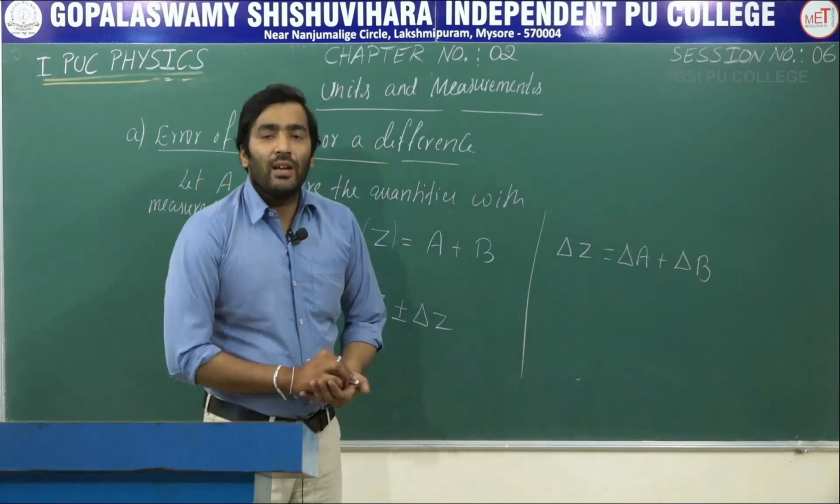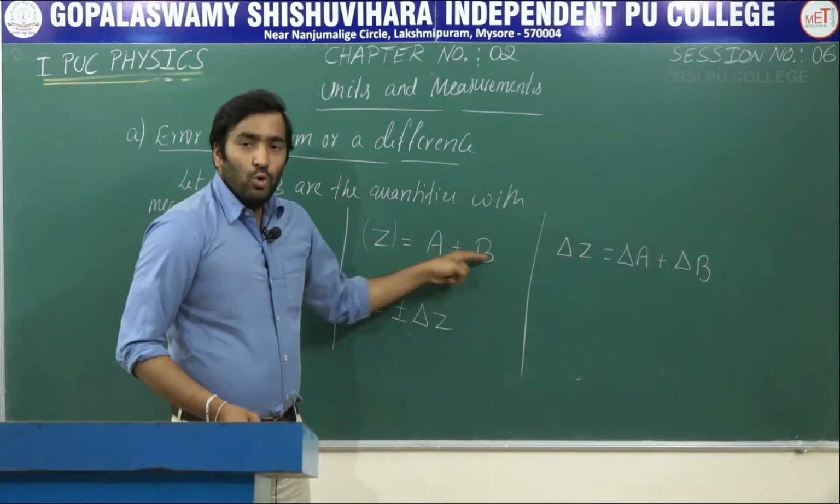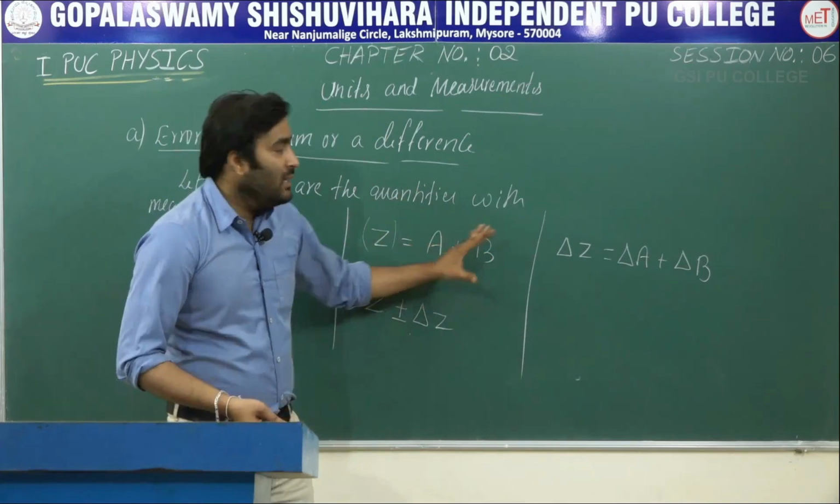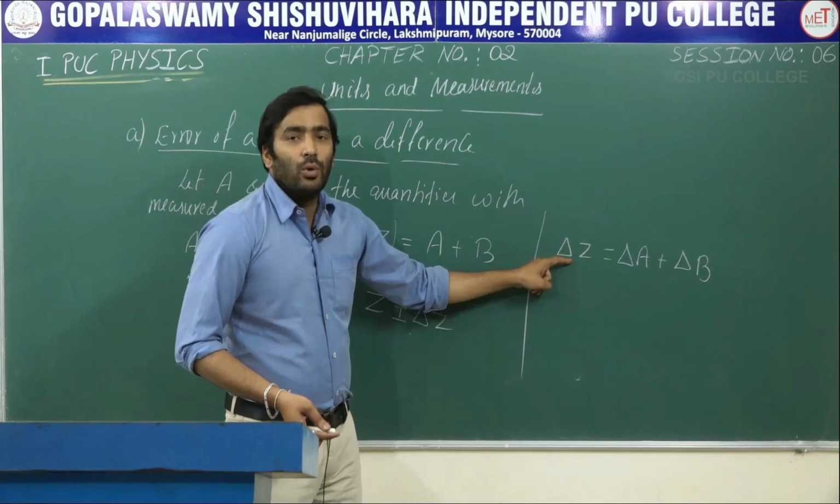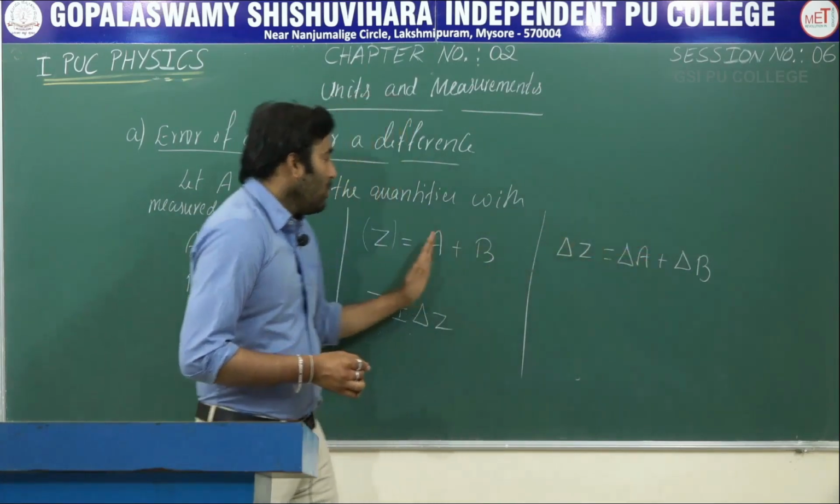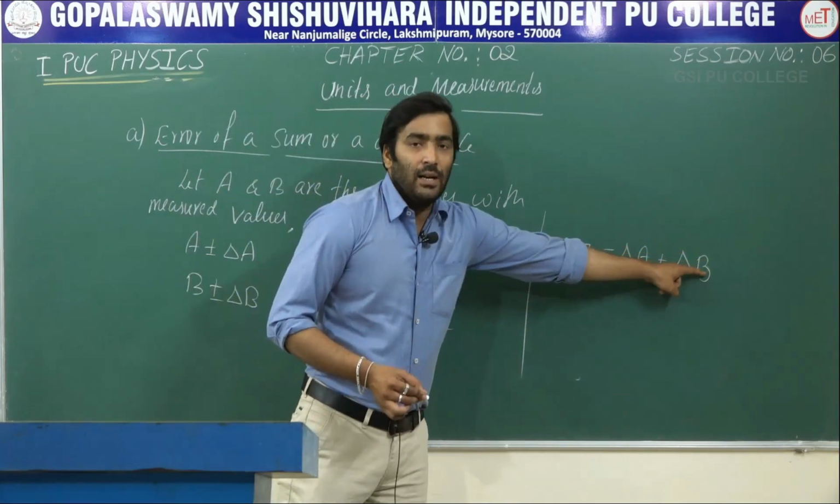So what is the rule we can formulate using this? When we add two physical quantities, the total error in the result will be equal to the sum of the absolute errors in these two measured quantities. So delta A plus delta B.